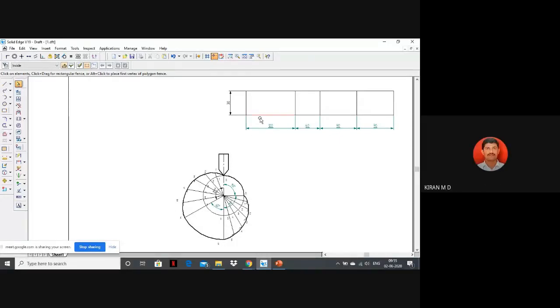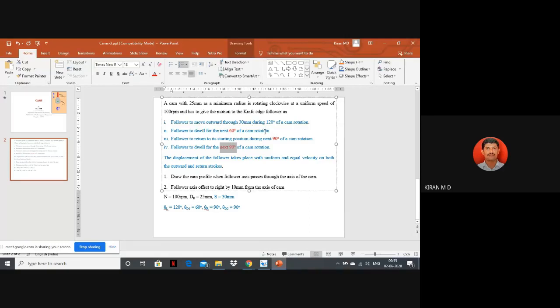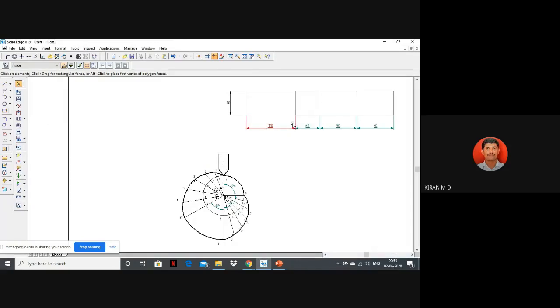Okay. Now the next step: first, we have not considered which type of motion this is. We have considered only angles. So first you consider only angles and divide. Then next we need to consider which type of motion this is.